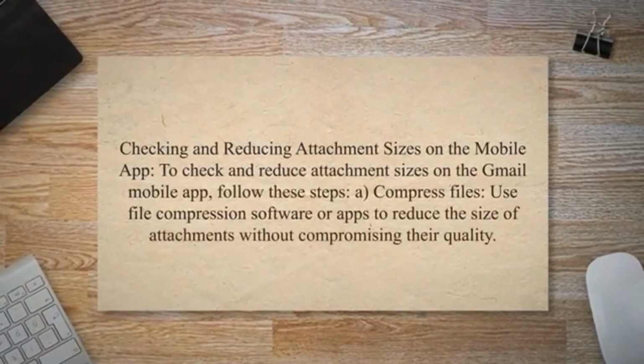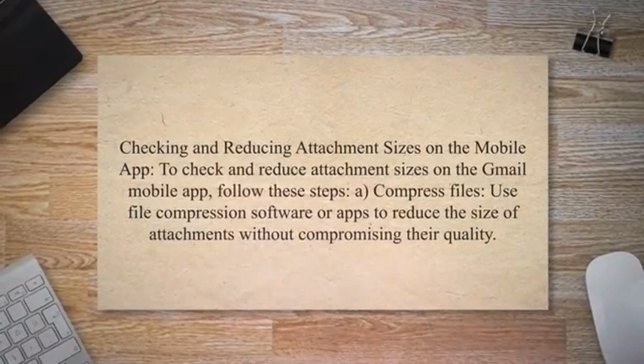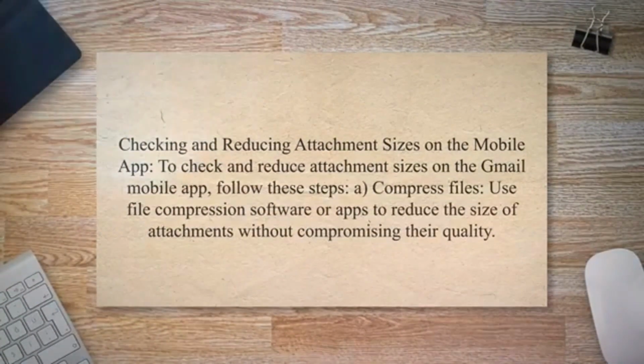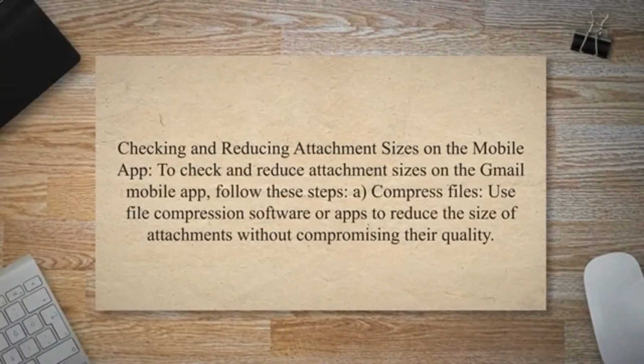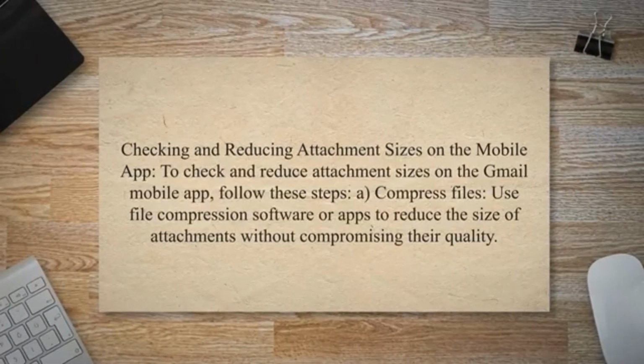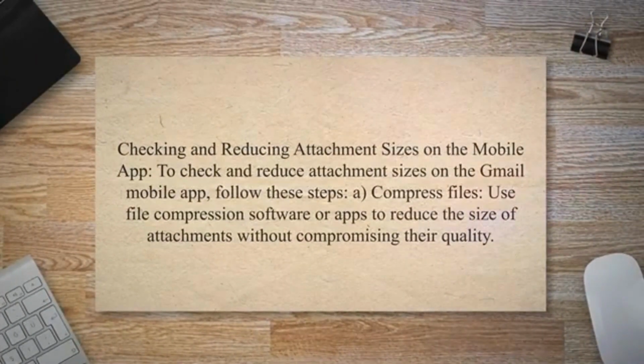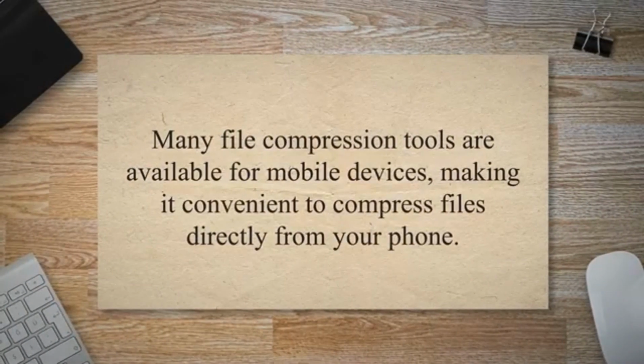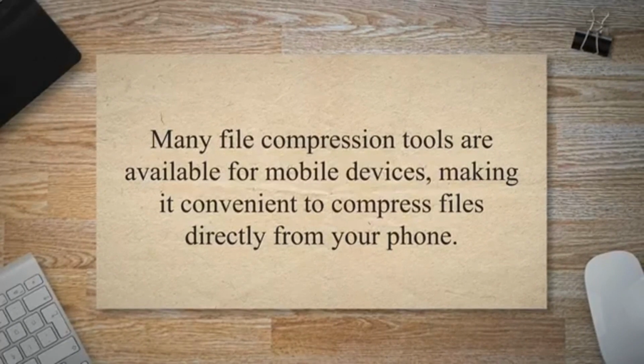Checking and reducing attachment sizes on the mobile app. To check and reduce attachment sizes on the Gmail mobile app, follow these steps. A. Compress files. Use file compression software or apps to reduce the size of attachments without compromising their quality. Many file compression tools are available for mobile devices, making it convenient to compress files directly from your phone.